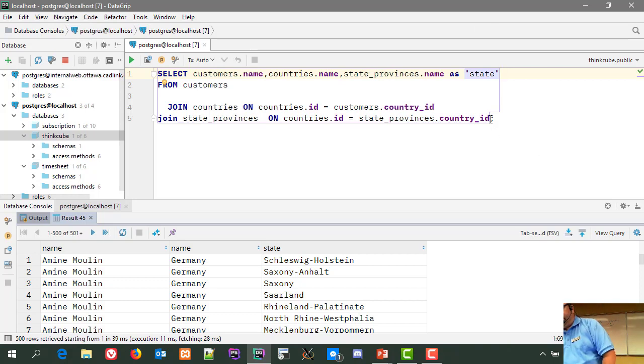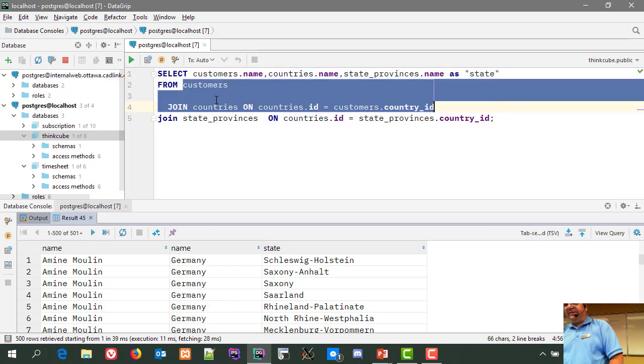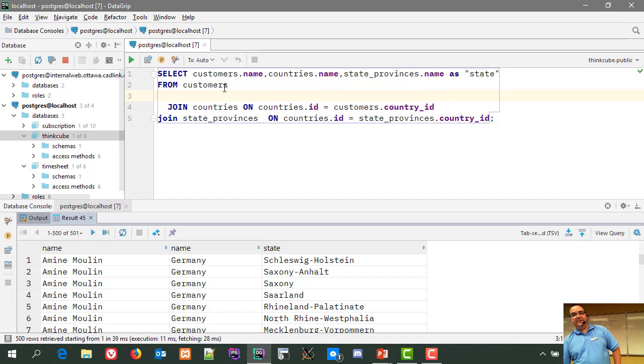No, because these are all distinct. So this is another example of how the order makes a difference in how you do the joins. This is a perfectly valid join. There's nothing wrong with it. The problem is, even though the join is written properly, my logic is incorrect.